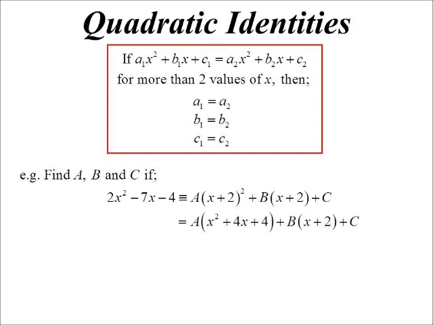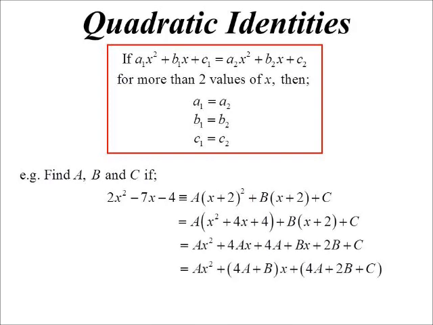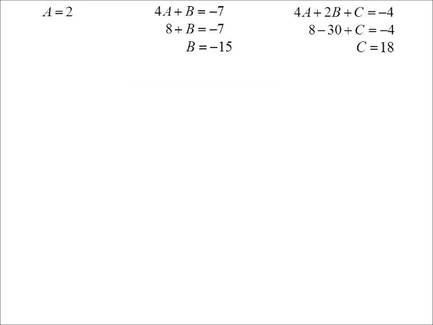So let's do the expanding out idea, and then I'll group it eventually. There we go. So I now know that the coefficient of x squared must equal the coefficient of x squared, the coefficient of x must equal the coefficient of x, and so on. So I know that a is equal to 2, 4a plus b is negative 7, which means, because we just worked out a was 2, so 4a would be 8, b is negative 15. 4a plus 2b plus c is negative 4. So again, subbing in what we've already found for a and b, we get c is 18. So there's our answers for a, b, and c.